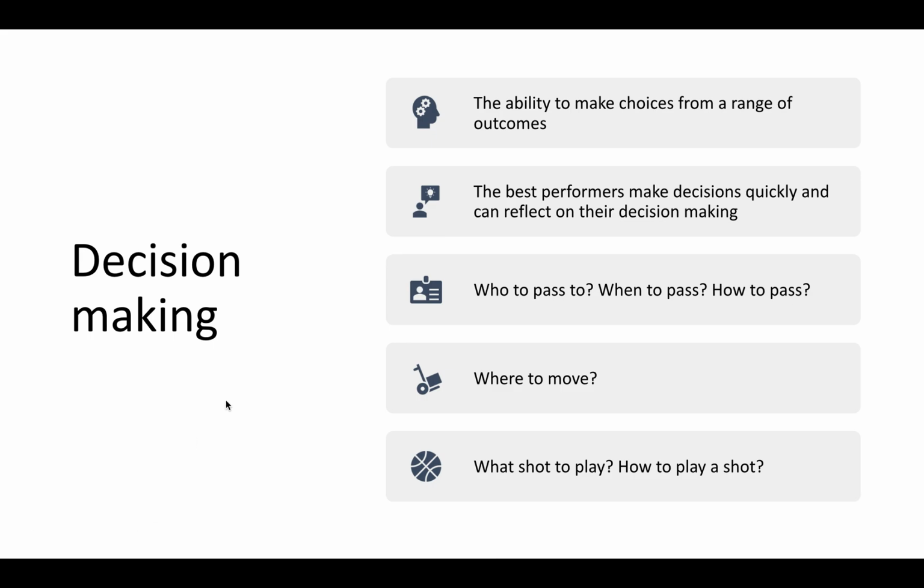We're now going to talk about decision making. Decision making is about being able to make a choice from a range of different outcomes. If you think about this in your day-to-day life, decision making could be what you choose to wear, in terms of what outfit you pick.